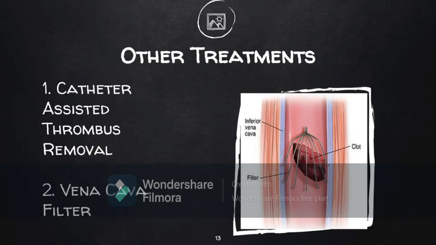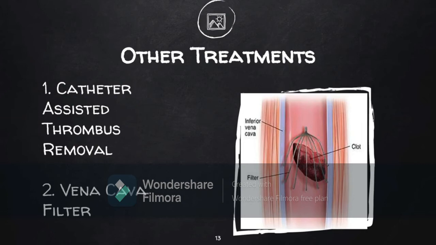First is catheter-assisted thrombus removal. In some cases, including emergencies, a doctor may need to do a catheter-assisted thrombus removal. This procedure uses a flexible tube to reach a blood clot in your lung. The doctor can insert a tool in the tube to break up the clot or to deliver medicine through the tube. The second treatment is vena cava filter.